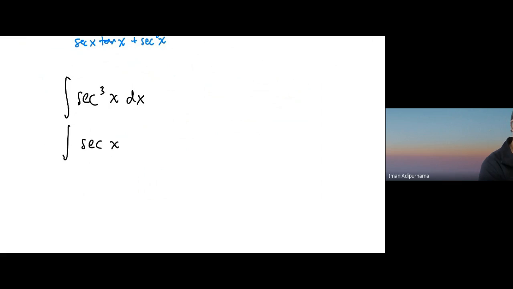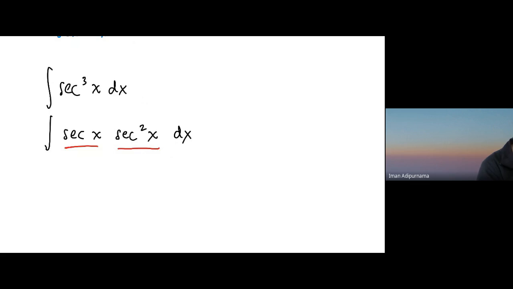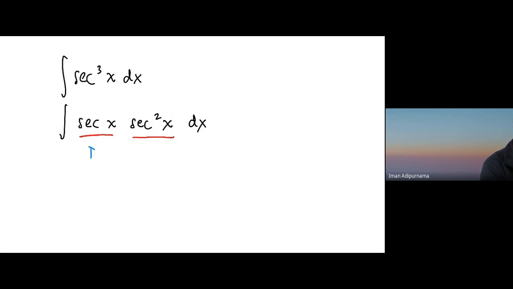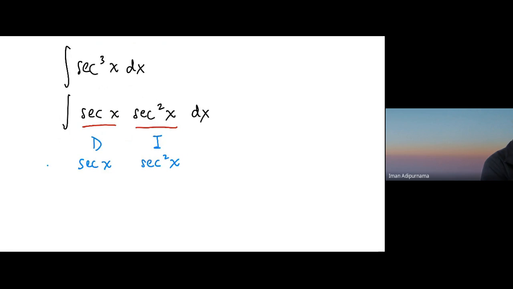Or maybe just secant x and then secant squared x, and then the dx. And we can try the integration by parts. This is the two elements that we have. If you want to try the I method, you can also try. So secant x, this will be secant x tangent x. This will be a tangent x, and then just stop there.